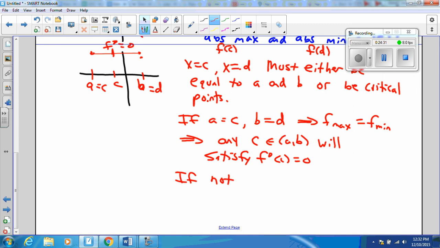But if not, then that means that either the max or the min occurs somewhere in the middle. Let me draw that. So let's say this is A, let's say this is B, and let's say that my max, maybe my max is right here, but my min happens somewhere in the middle. And let's call that point right there. If not, then either the max or the min occurs somewhere in A to B.